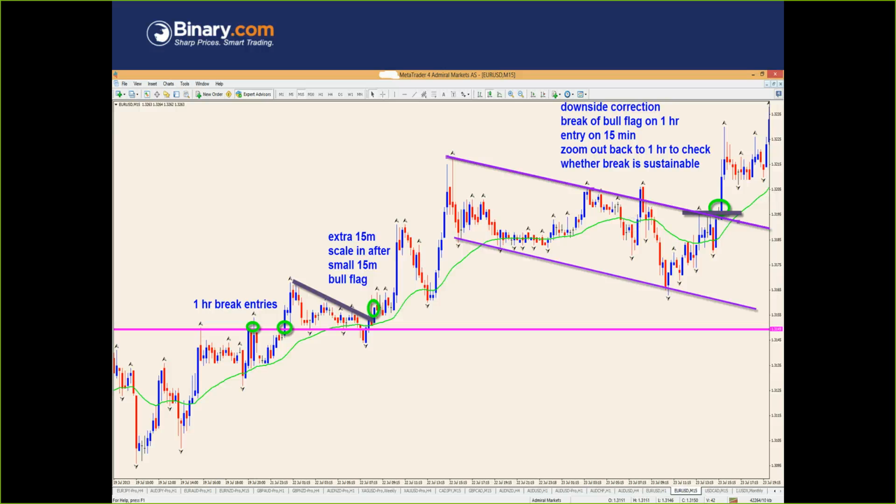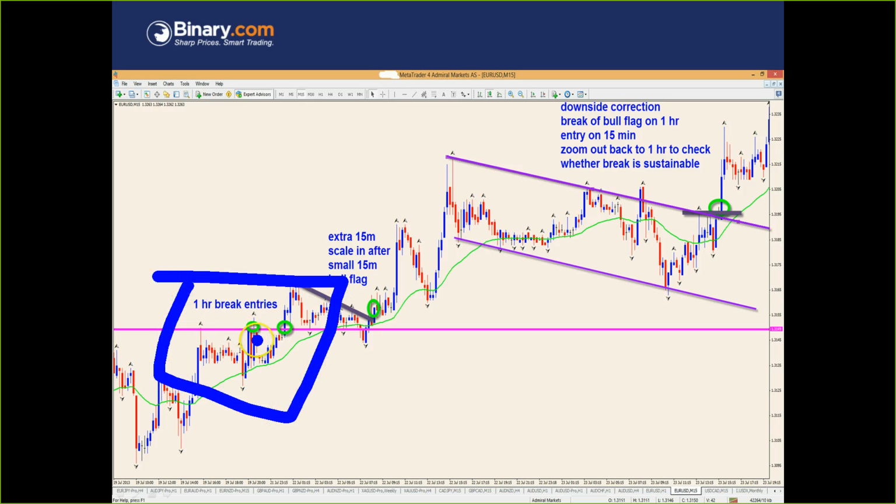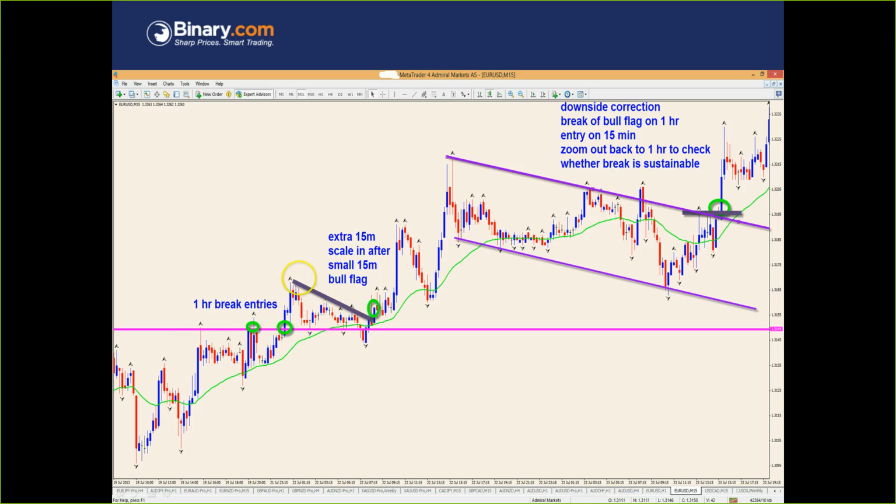Euro dollar 15-minute chart. What do we have here? 1 hour break entries. A wick here though, and where the blue circle is, on the left side here, we see two green circles. The first one has a wick, the second one doesn't, and the second one does break further. Then we have another correction and a break of that trend line, another further continuation. This one has some kind of wick, as you can see here, so that's something to be cautious of.